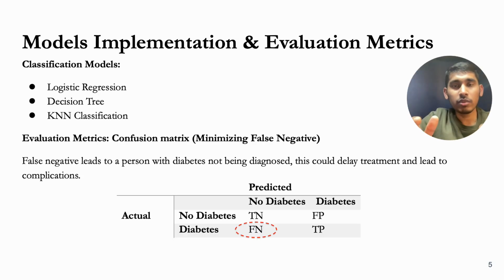Since the target variable is a binary classification, I have selected three classification models: logistic regression, decision tree, and KNN classification. When it comes to evaluation metric, we have to formulate the confusion matrix.